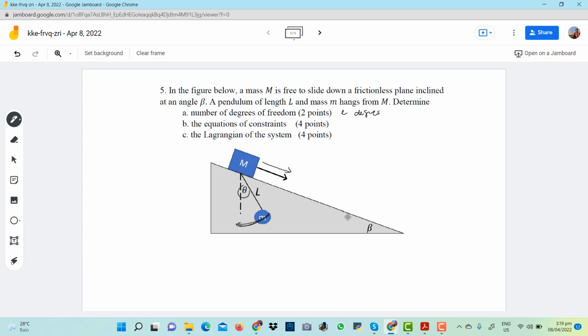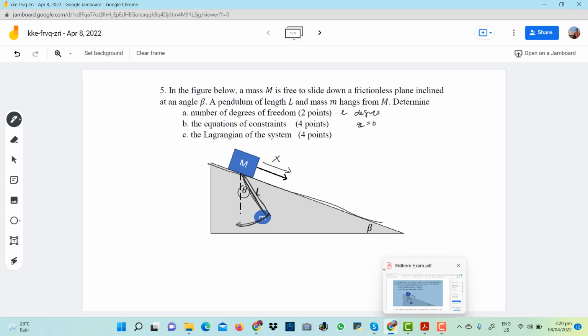In terms of theta, and if I call this one x, then it's just in terms of x and theta. L is fixed and the inclined plane is one of the equations of constraint. So I have six originally, but I have four equations of constraints: z equals 0 for both masses, the L, and one is the inclined plane.